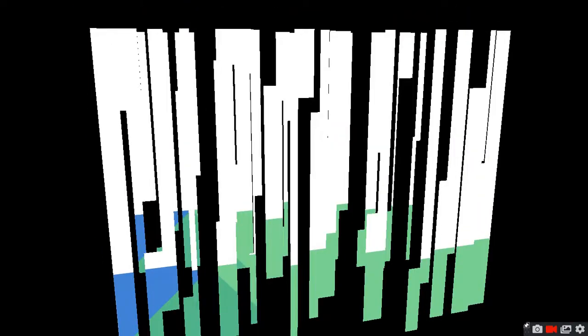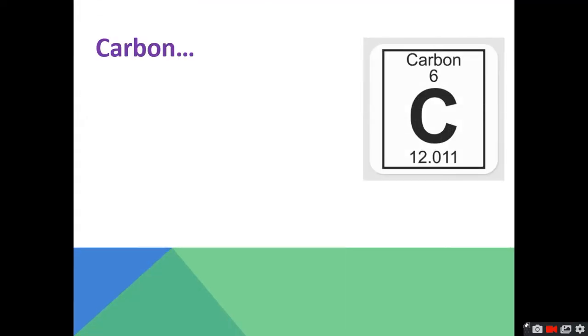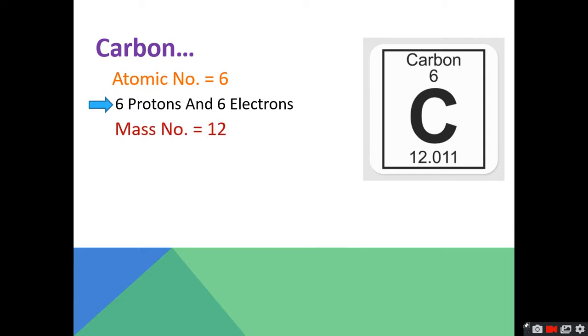Next is carbon, the big brother of hydrogen, with a larger atomic number equal to 6. As we know that the atomic number is equal to the number of protons, which is also equal to the number of electrons. Therefore, carbon has 6 protons and 6 electrons. The mass number of carbon is 12.